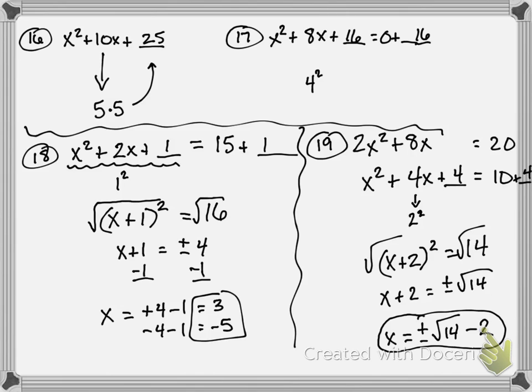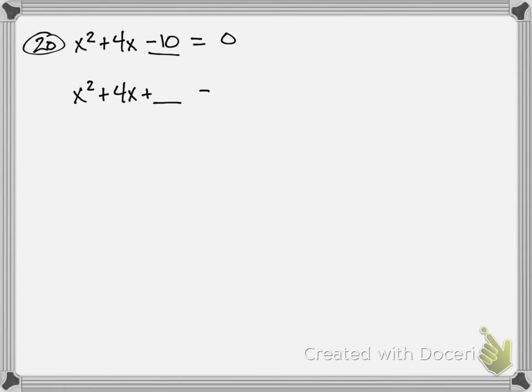So we're going to go on to 20. Number 20 has got a little bit more. It's really only got one more step involved. x squared plus 4x minus 10 equals 0. So if I'm going to put this one in the same form as the other ones, I need this to be a blank, right? So to do that, I'm just going to move it over to the right. Good. It becomes positive.